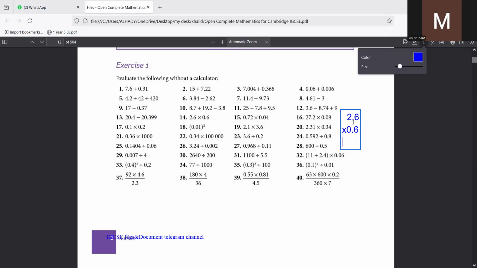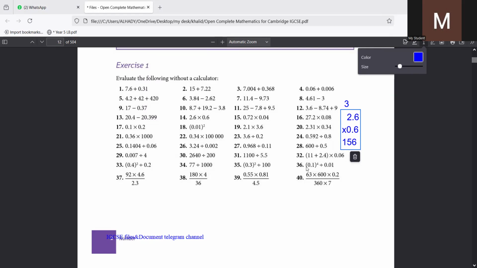When you multiply 26 by 6, you take the 6 and multiply it by 6. 6 times 6 equals 36. Write 6 and carry over the 3. Don't forget to carry over the 3. If you are the type of people who forget carrying over the number, you can write the number on top here. And then 6 times 2 is equal to 12, and 12 plus the 3 is equal to 15.